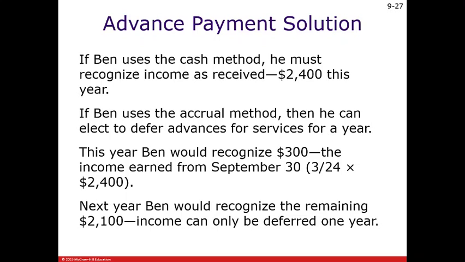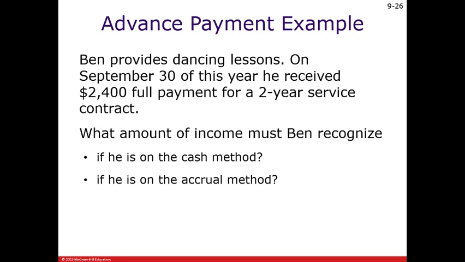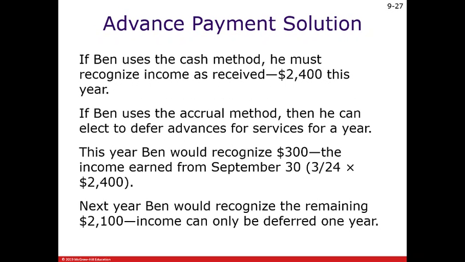If he uses the accrual method, then he can elect to defer certain advances for a year. And so he would recognize in this year, again, the scenario is he received it September 30th of this year. He would recognize 300, so it's basically for 2 years at $100 per month. And so here we're dealing with 3 months worth. So he would recognize 300 of the 2,400.